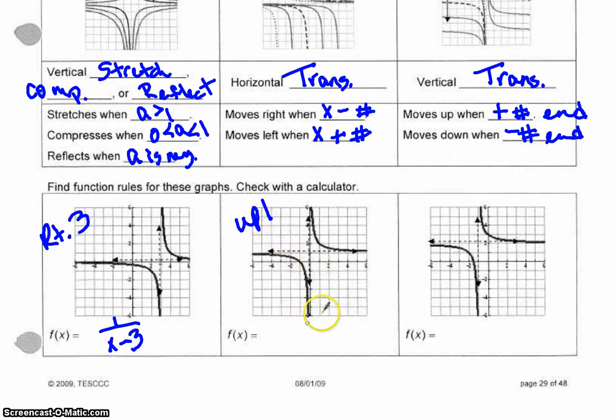If it went up 1, you got to add 1 at the end. So it's 1 over x and then plus 1. If you're adding it at the end, it's not part of the fraction. It's at the end of the whole equation.